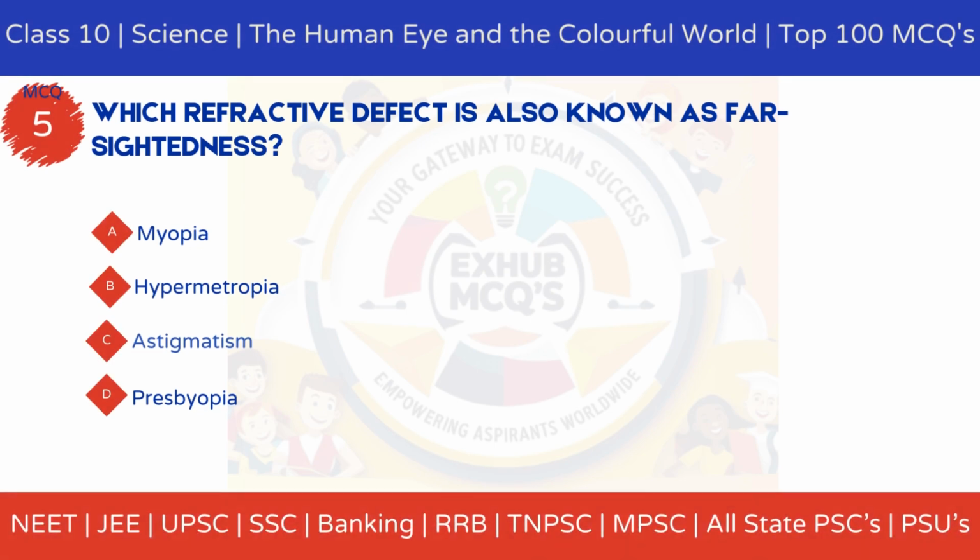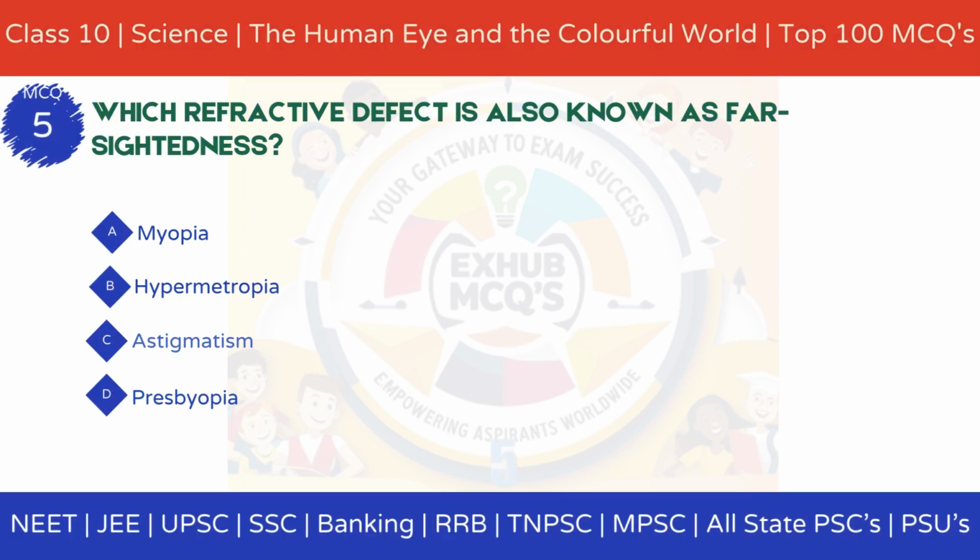MCQ 5. Which refractive defect is also known as farsightedness? Option A, myopia. Option B, hypermetropia. Option C, astigmatism. Option D, presbyopia.